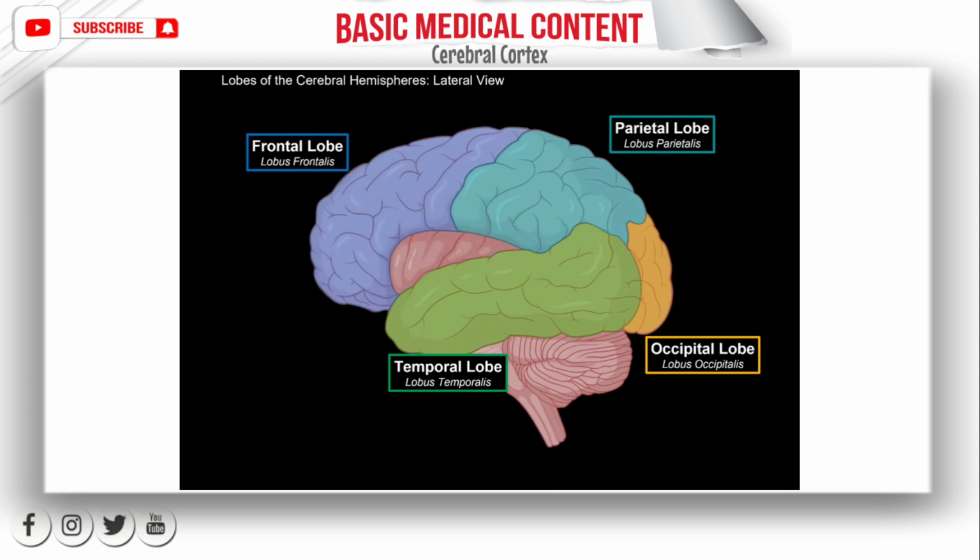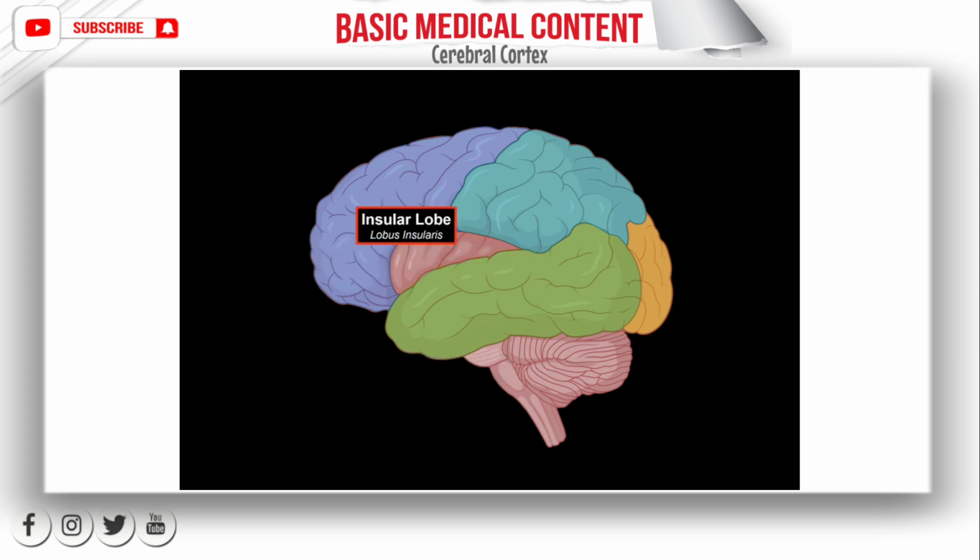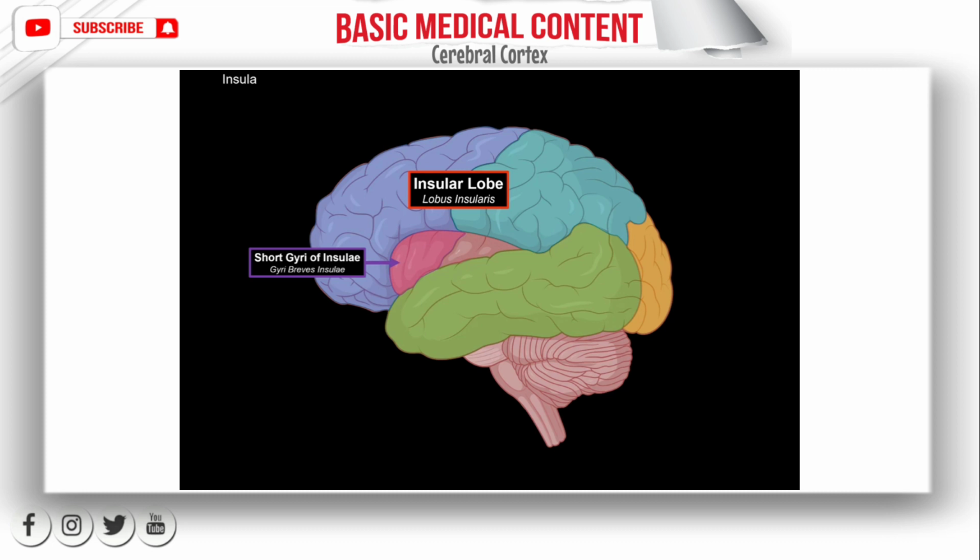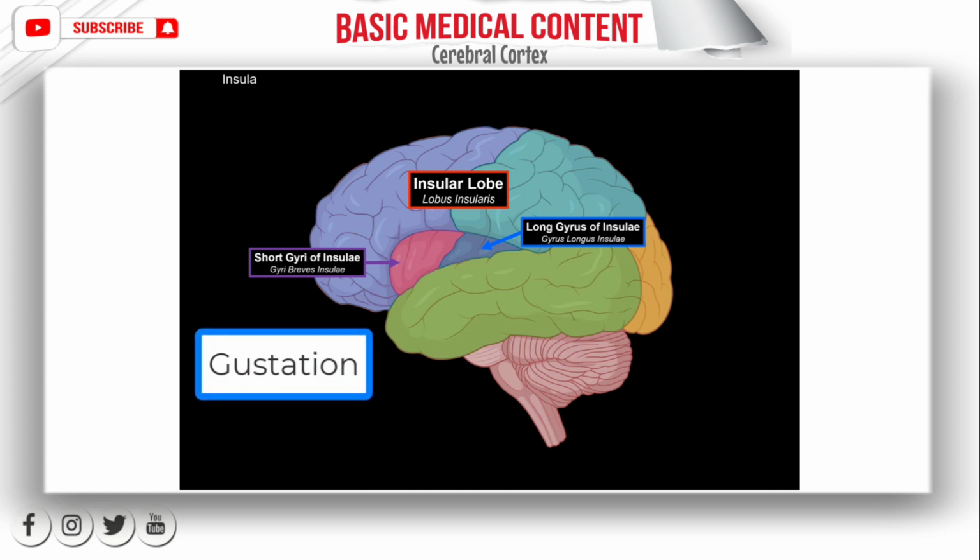Lastly, let's open up the lateral sulcus and talk about the insular lobe. Now, what I want you guys to know about the insula are two things. One is that it's divided into the short gyri of insula and the long gyrus of insula. And two is that the insula is responsible for receiving taste sensation, so gustation. The insula is what we call the gustation cortex because it perceives taste.